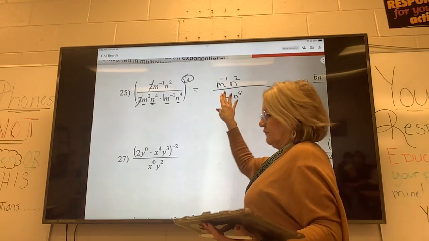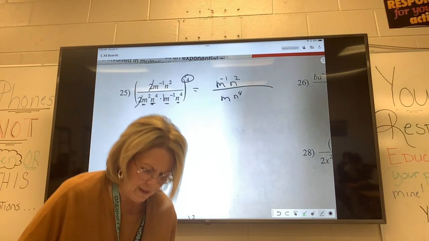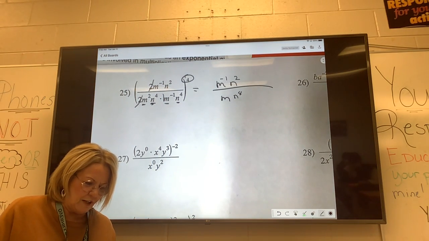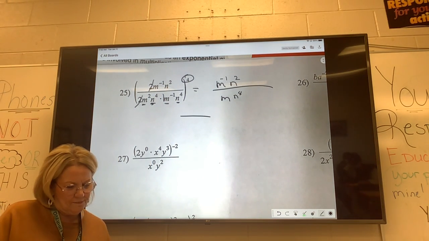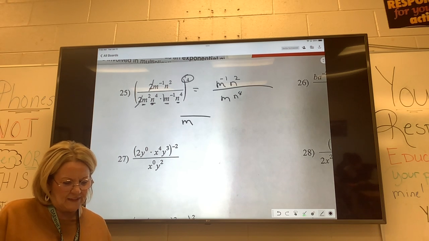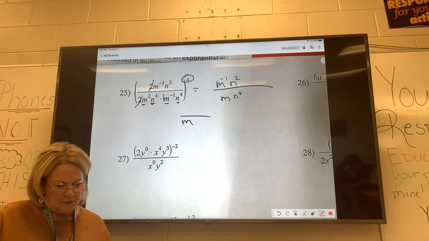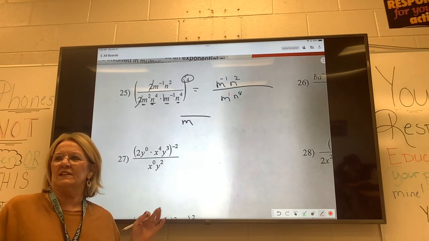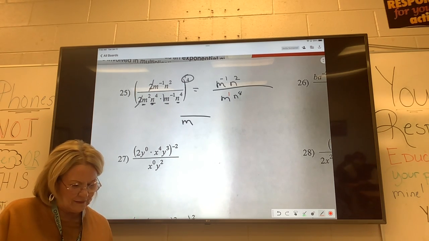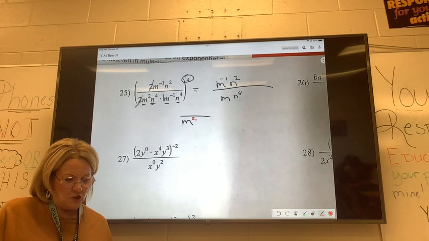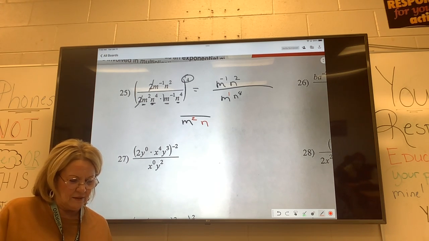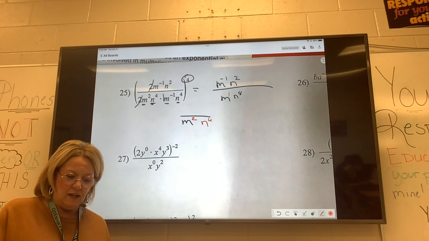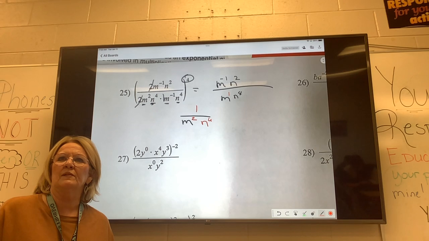Now I'm going to do the division part. Okay, so now I'm going to do a fraction bar. My larger m is on the bottom. And that's a 1. It's an understood 1. 1 minus a negative 1. What does that give me? 2. Excellent. My larger n is on the bottom, and I have an 8 minus 2 is 6. Nothing's left on top, so I have to put a 1.